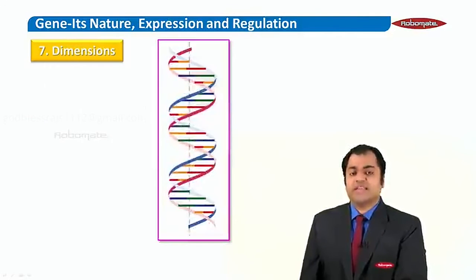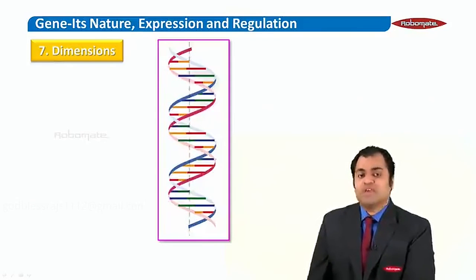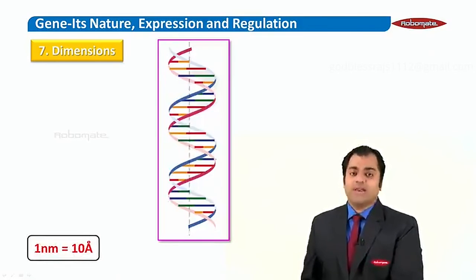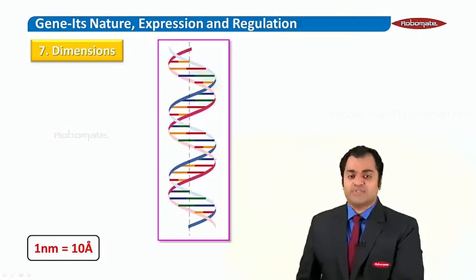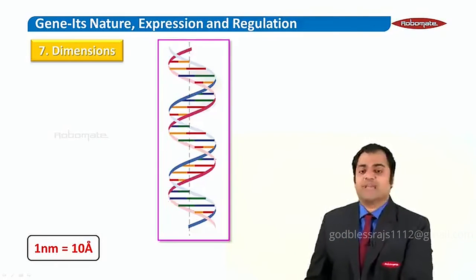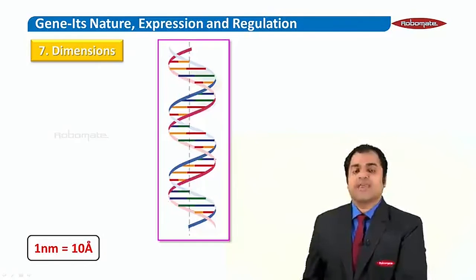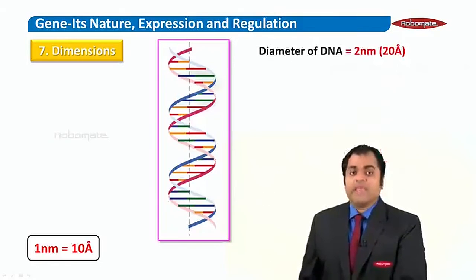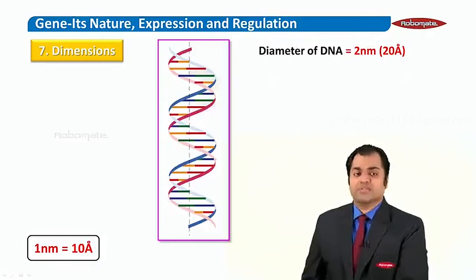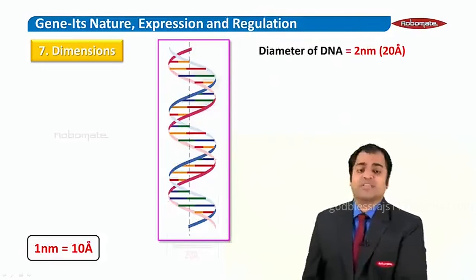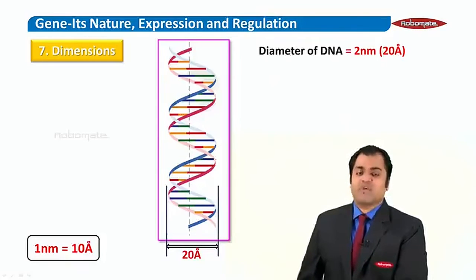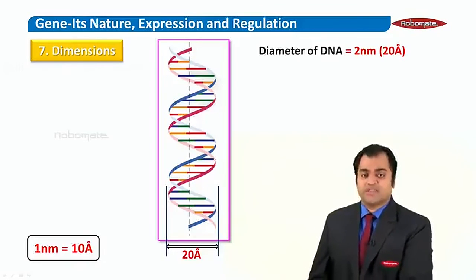Now if you see the typical DNA structure, here once again is the DNA molecule, correct? Now remember, 1 nanometer is equal to 10 Angstrom. So at some places I'll be writing in nanometers, while at other places I'll be writing in Angstroms, because you can get asked in either way. Now the diameter of DNA is about 2 nanometers or 20 Angstroms. When I say diameter, which means the distance between the two strands, it is roughly 20 Angstroms or 2 nanometers. Is it okay?